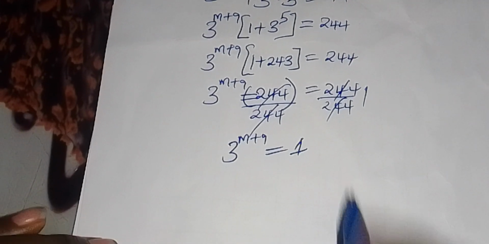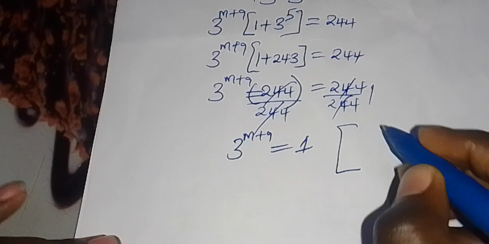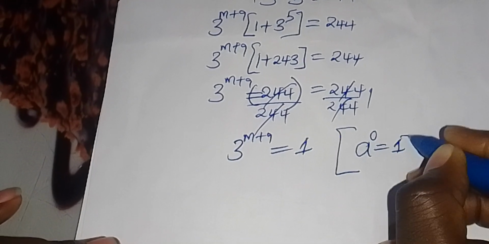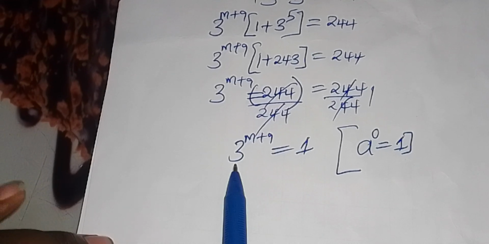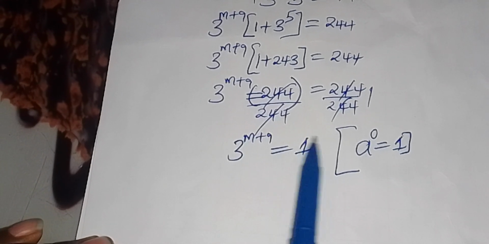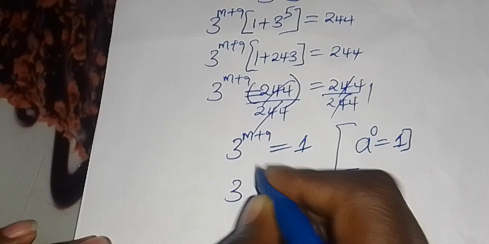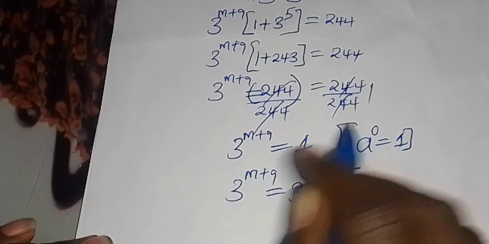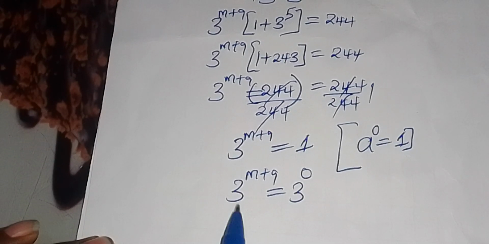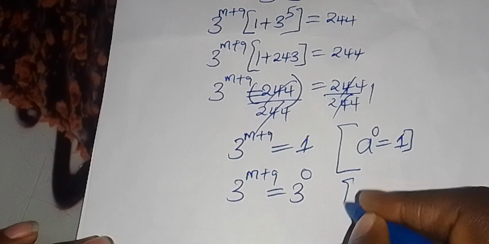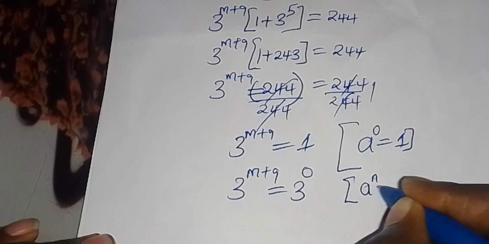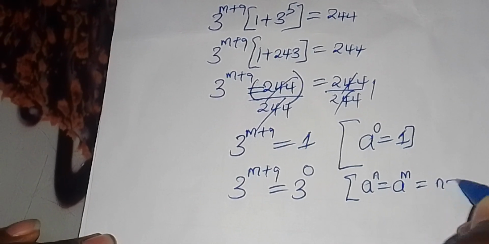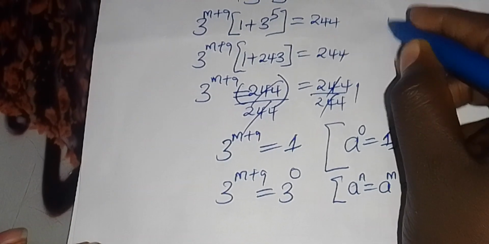Okay, and remember, we have the indices property that states that a raised to power 0 is exactly equal to 1. Okay, so we can have a base of 3. That is, if you say 3 raised to power m plus 9, this is the same as saying 3 raised to power 0. Okay, and you can see that the bases are common. That is, if you have a raised to power n equal to a raised to power m, that means that n is equal to m. Okay, so we apply that property.